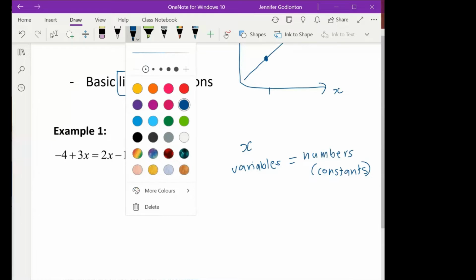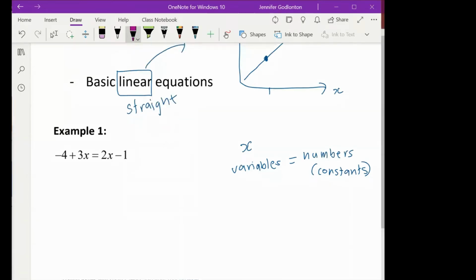All right. So what we want to do is move everything with a variable to our left and everything with a constant to our right, but the order doesn't matter. I want to move that 2x onto the other side, so I keep my 3x and say minus 2x because it's moving across the equal sign. And then I want to move that negative 4 across, so I've got negative 1 plus 4 on the other side.